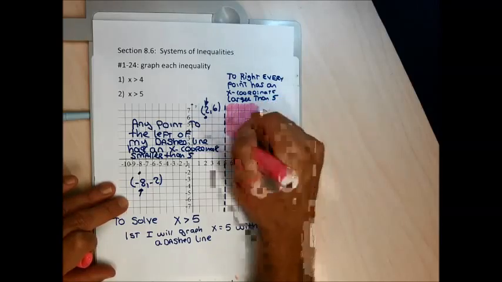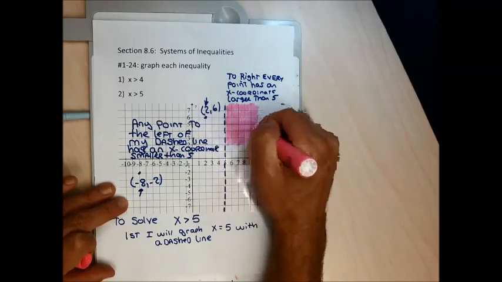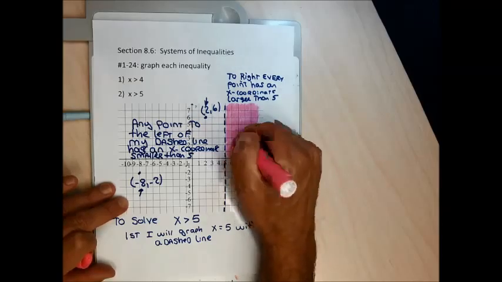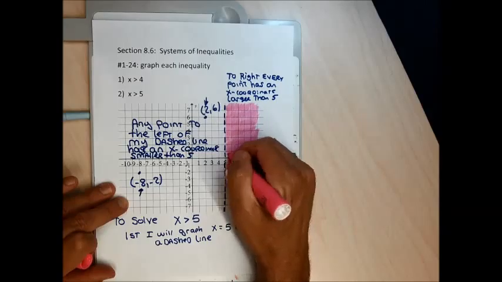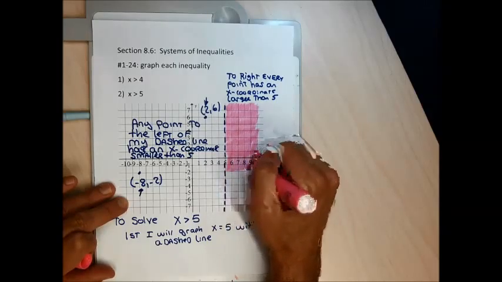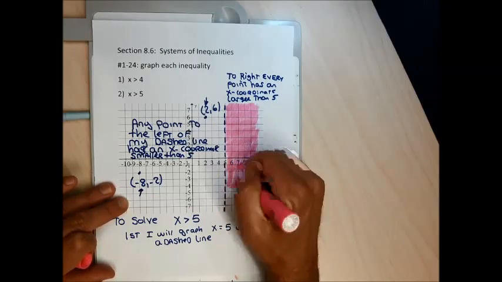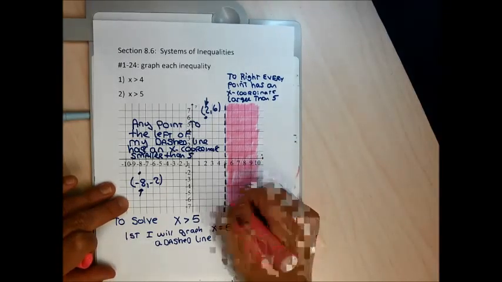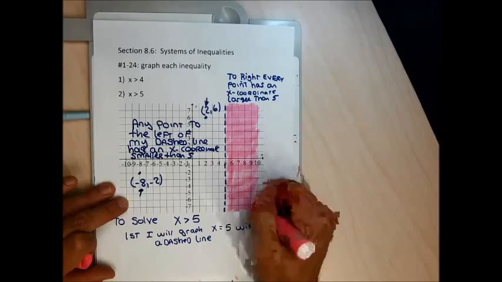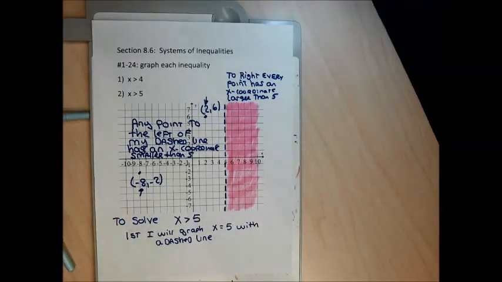What I'm doing is I'm covering up points, and every point that I cover, its x-coordinate is bigger than 5, so it belongs as part of my solution. And every point to the left of this line has x-coordinates that are less than 5, and they don't belong in my solution. Sorry, I can't really shade so well. This is the complete answer for number 2.